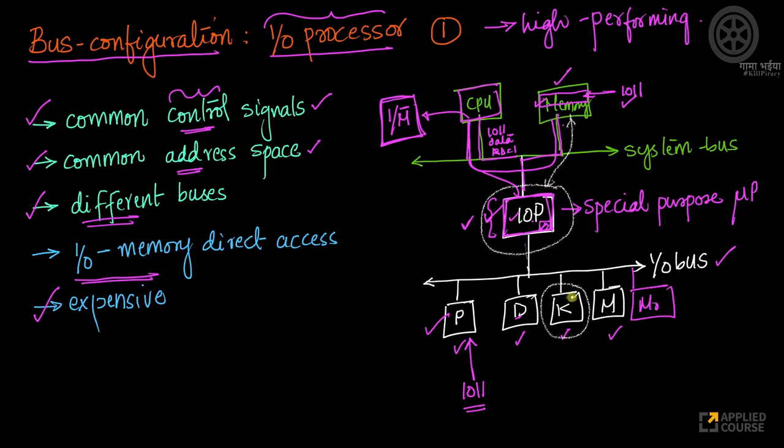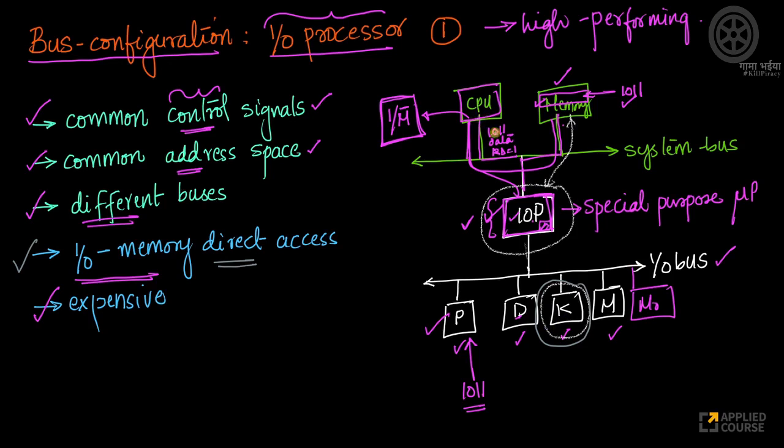So in this setup, I can have a direct line between a device like the keyboard and memory. Whatever data the keyboard is sending, it can directly store in the memory without going through the CPU and then to memory. So one of the big advantages of this type of setup is that IO memory direct access is possible. Directly I can store data from my IO devices to the main memory, which is super helpful.